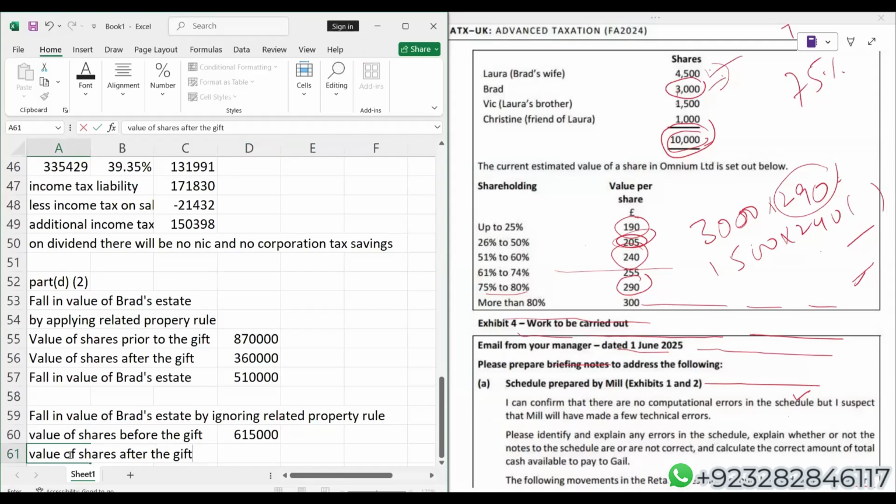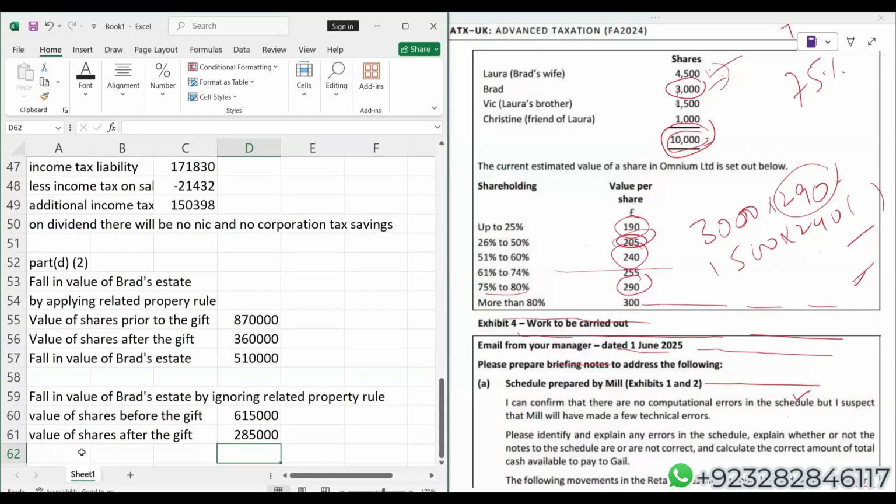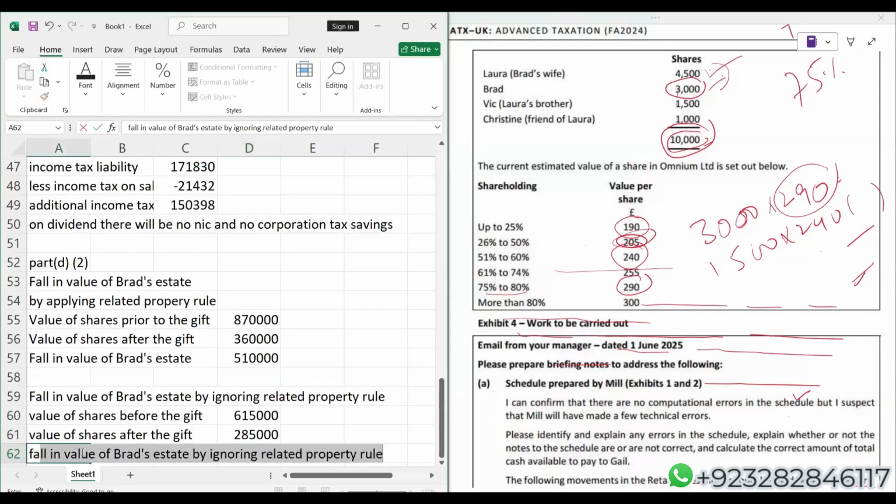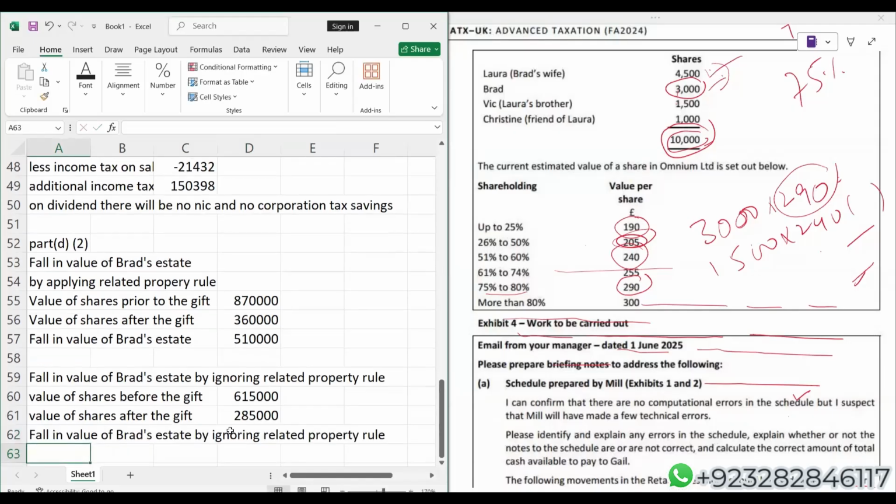after the gift. After the gift, the number of shares are 1,500 and the holding is also 15%. Up to 25%, share price is 190. Let's see. So you can see that it is 330. Of course, the higher fall in value, which is how much? 510, will be utilized.